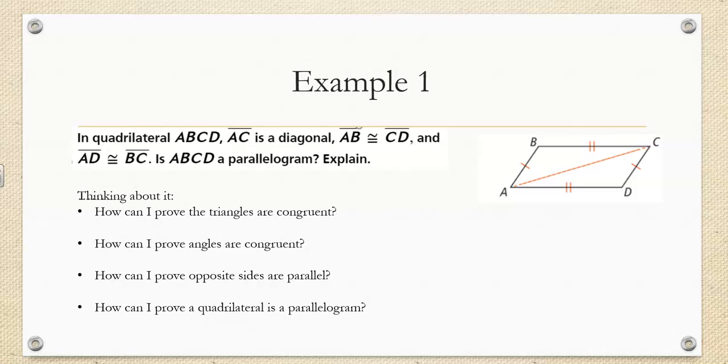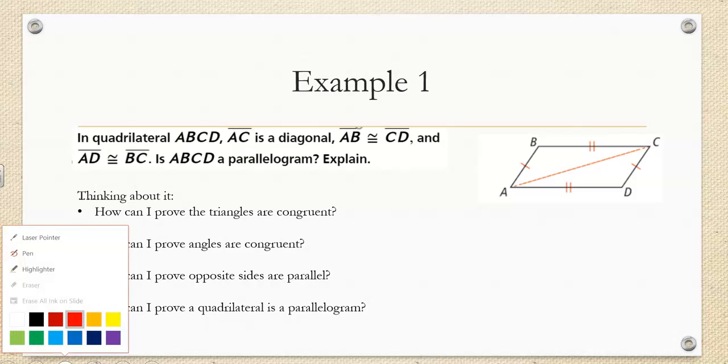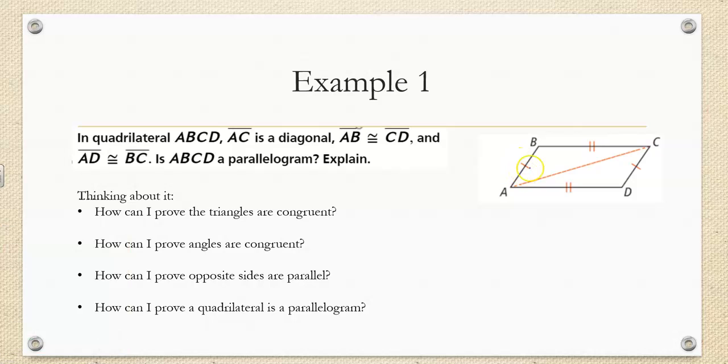Let's look at this example. In this example, we have a quadrilateral because it has four sides, A, B, C, D. We know AC is a diagonal. We know AB is congruent to CD, and notice they marked that for us, so that's great. I think I'll do purple. AB is congruent to CD, and AD is congruent to BC. Now we want to know if it's a parallelogram.